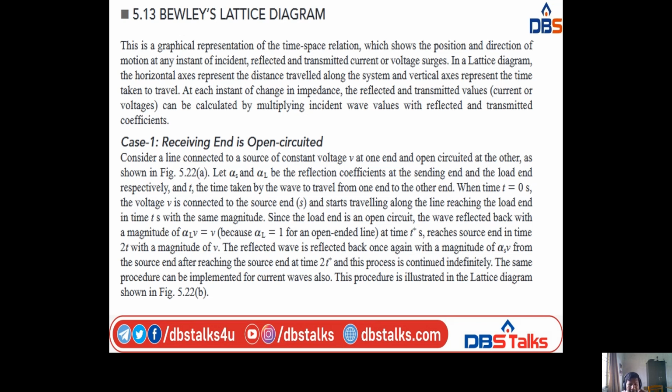The reflected wave is reflected back once again with a magnitude of alpha S V from the source end after reaching the source end at a time 2t plus, and this process is continued identically. The same procedure can be implemented for the current wave also. This procedure is illustrated in the lattice diagram as shown in the below figure.